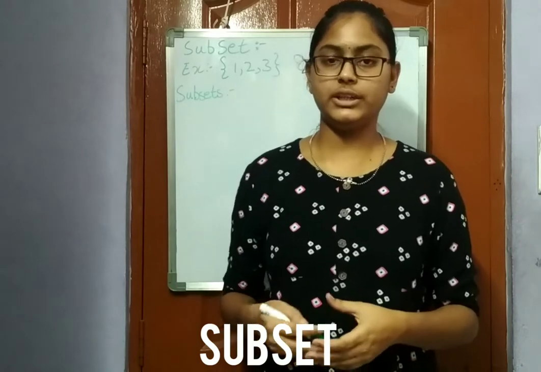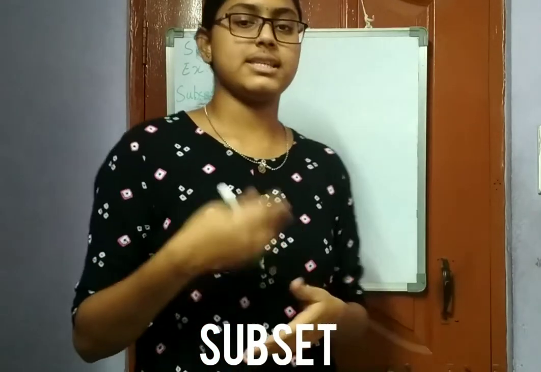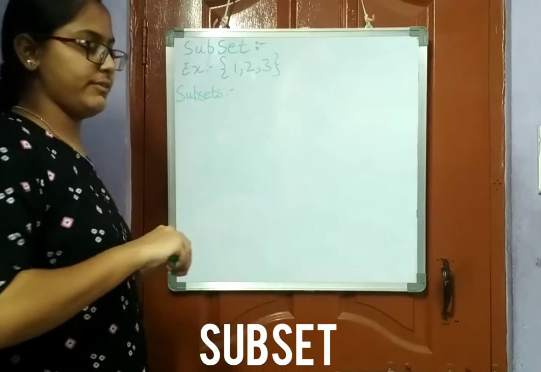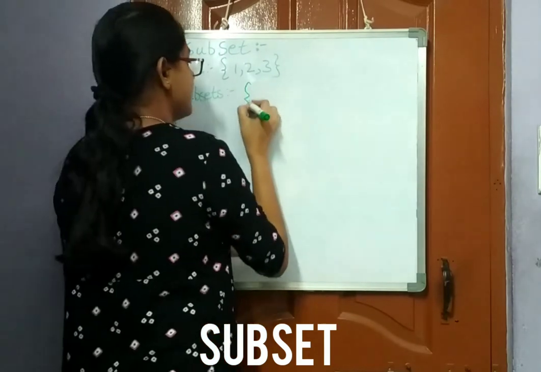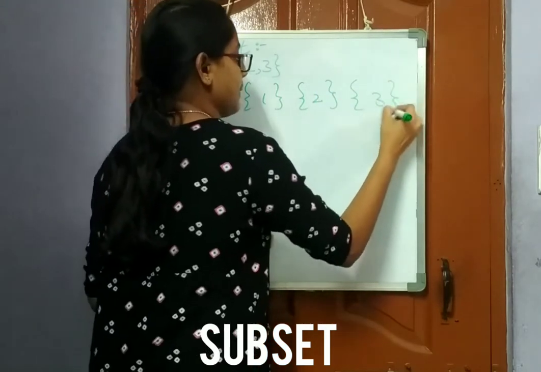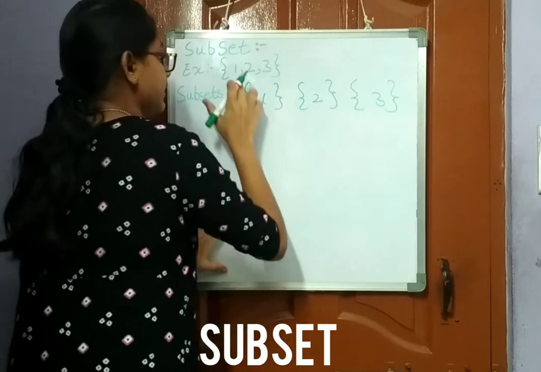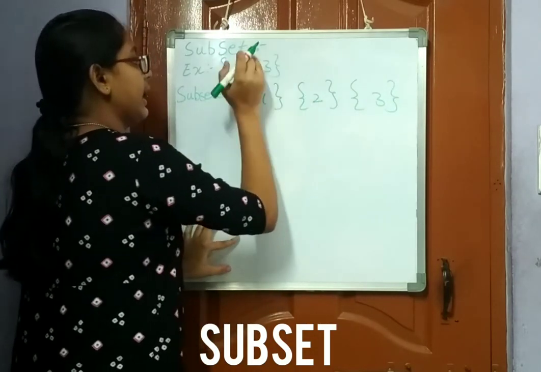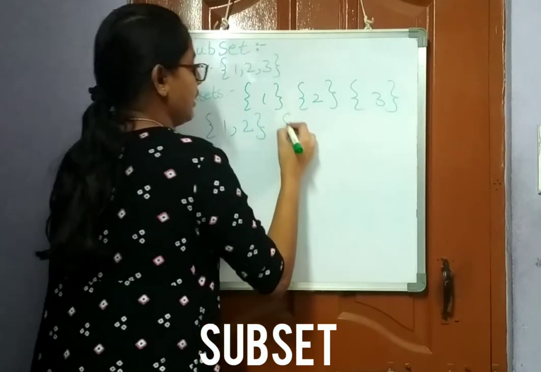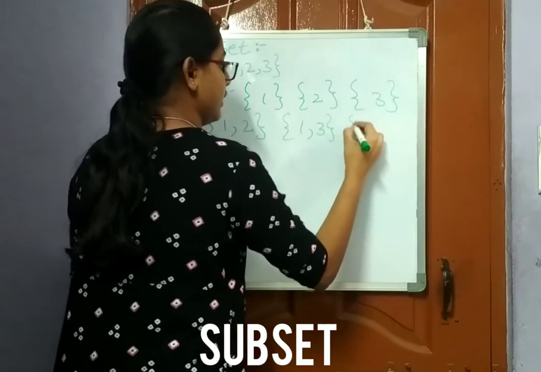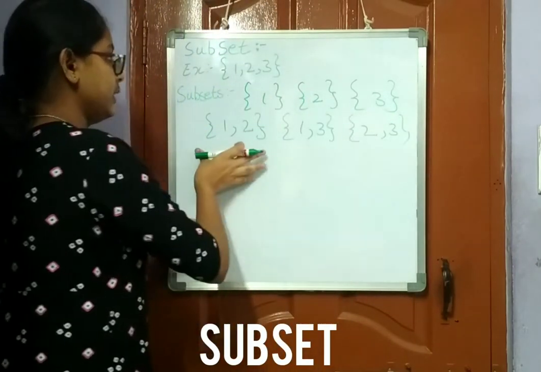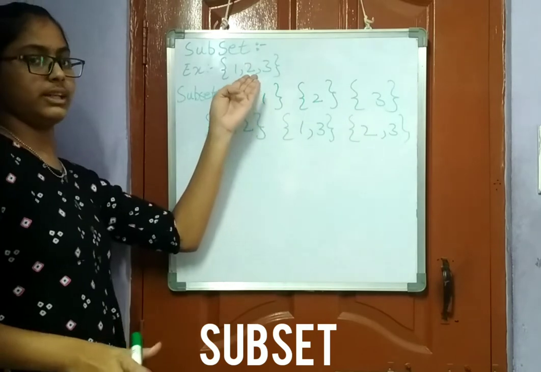A set can be divided into many sets. Such sets are called subsets of the set. For example, let's see 1, 2, 3 is a given set. The subsets would be set of 1, set of 2, a set of 3. We need to see each possibility, that is with 1, 2 and 1, 3 and then 2, 3 also. We get 1, 2, 1, 3 and 2, 3. So, these all are subsets of the given set.